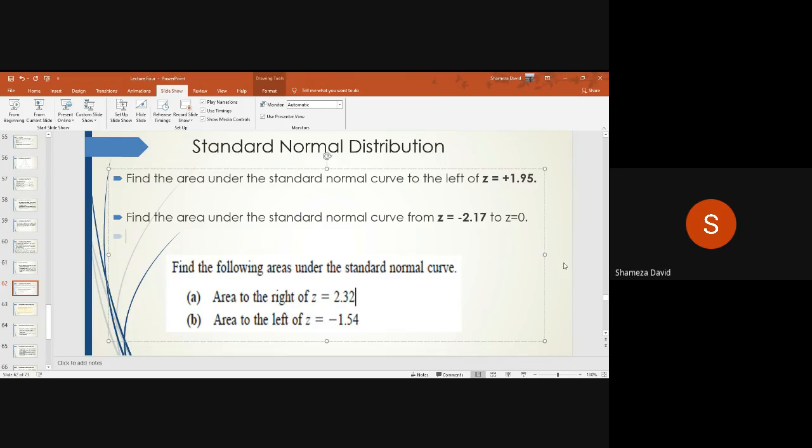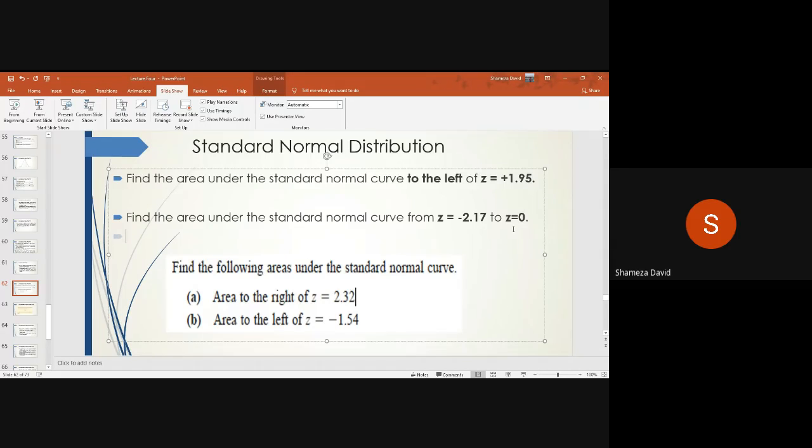So for 1.95 standard deviations, we have to find that area, and then the other area from 0 to negative 2.17. And then this is asking us for the area to the left of 1.95, and this is from 0 to 2.17. We said that the mean of the standard normal distribution is 0, and so 0 is always in the center of the data.